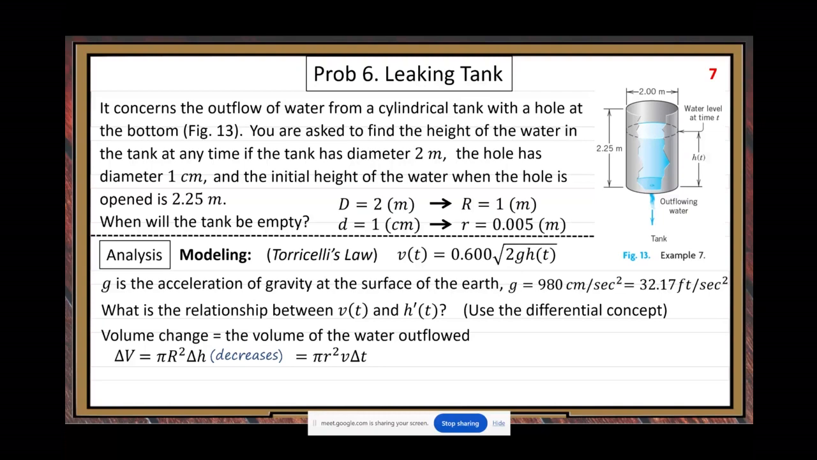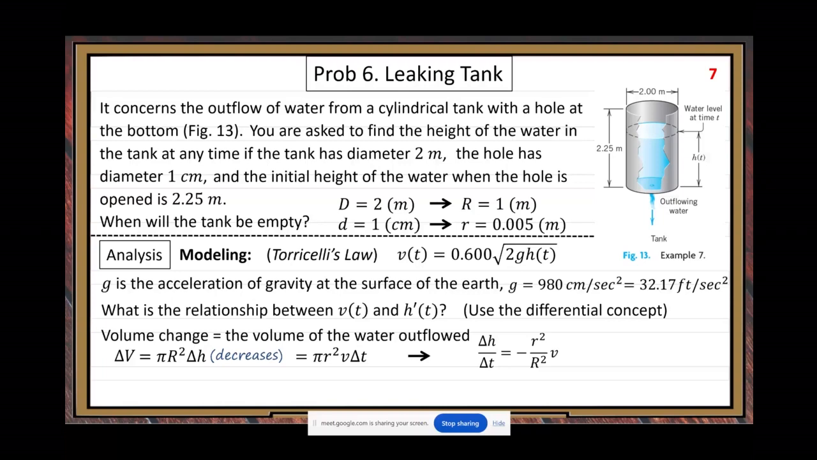Then we do simplification on this equation. Pi cancels out. For delta H over delta t, we divide by delta t. Then we divide by capital R squared, so we get the left-hand side. Why negative? Negative because our height decreases. When the height decreases, we use a negative derivative. If the height increases, we use a positive derivative.